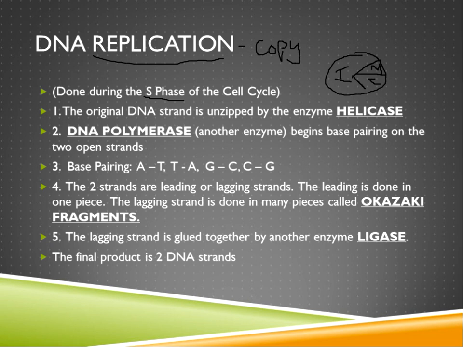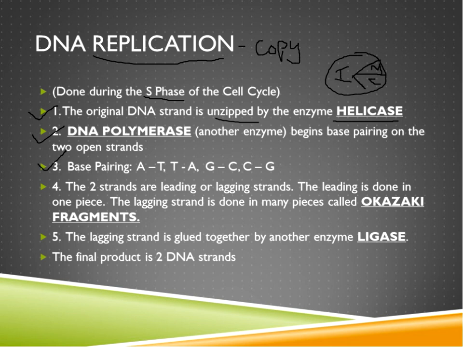The original DNA strand, first of all, is unzipped by this enzyme called helicase. That's something you definitely want to know. DNA polymerase is the next step, and all it does is base pair. So the first step, you unzip the DNA like a zipper. Second step, DNA polymerase, another enzyme, base pairs everything together.